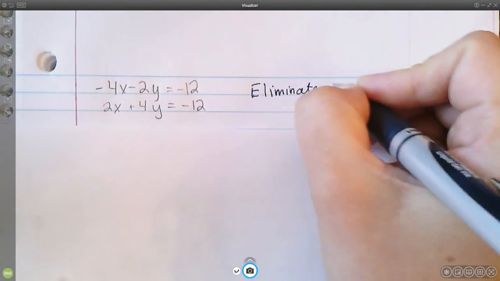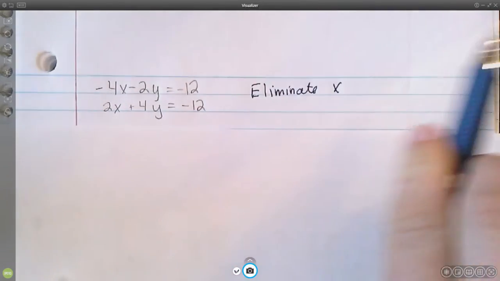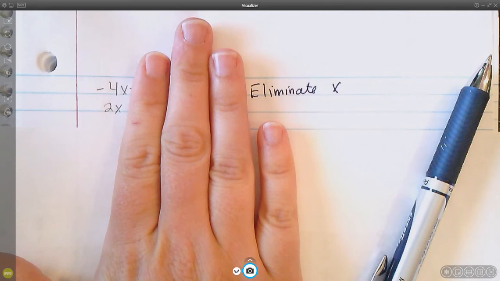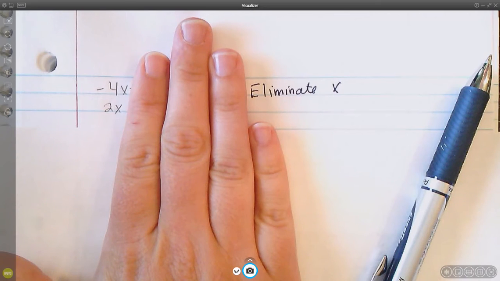Let's do x. Okay, so we have negative 4x and we have 2x. We want those two numbers to be the same. So we can either multiply the top equation or we can multiply the bottom equation. And we want the two numbers to be the same but with opposite signs. So what number can we multiply either the top or the bottom by so that way they're the same?